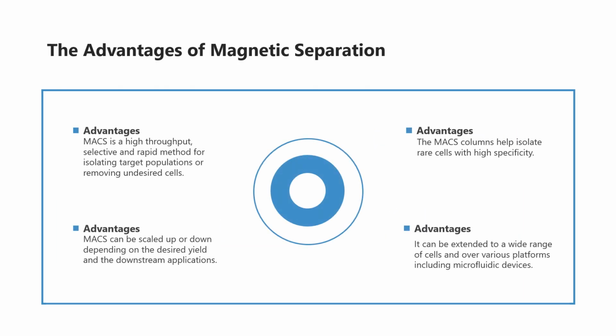Advantages. 1. MAX is a high-throughput, selective and rapid method for isolating target populations or removing undesired cells. 2. The MAX columns help isolate rare cells with high specificity. 3. MAX can be scaled up or down depending on the desired yield and the downstream applications. 4. It is a highly versatile technique and can be extended to a wide range of cells and over various platforms including microfluidic devices.